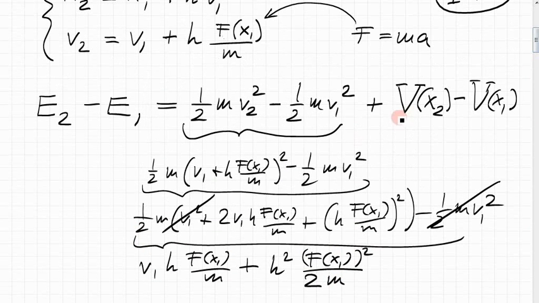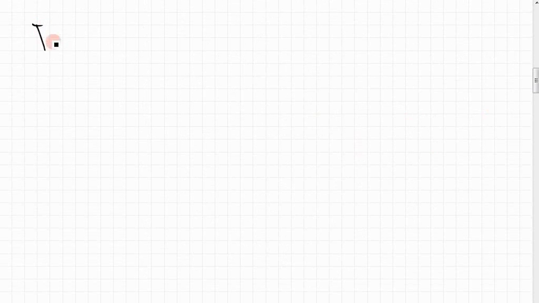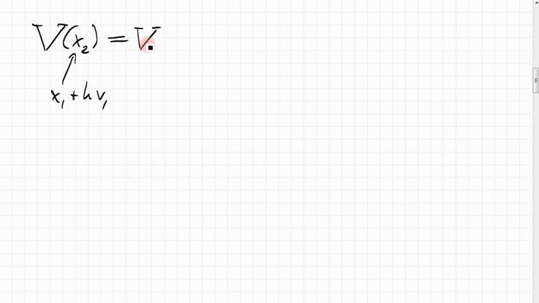The ugly part is this one, the difference in potential energy. So the potential at the position after we did the step, what could that be? We know what that position is. It's the initial position plus step size times initial velocity. So what we're interested in is the potential energy at initial position plus step size times initial velocity. We need some handy expression for that.